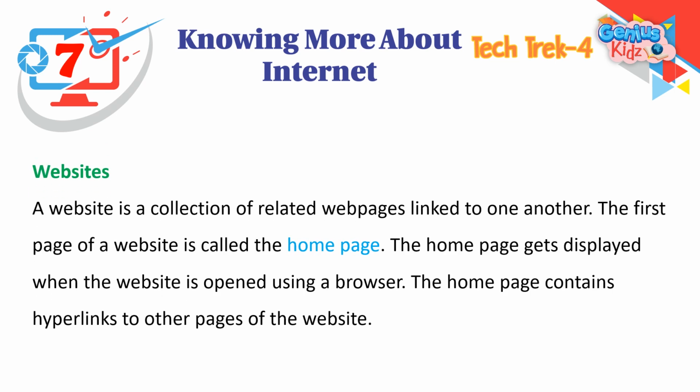Websites. A website is a collection of related web pages linked to one another. The first page of a website is called the home page. The home page gets displayed when the website is opened using a browser. The home page contains hyperlinks to other pages of the website.